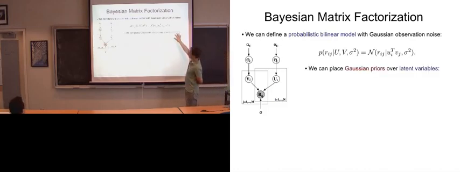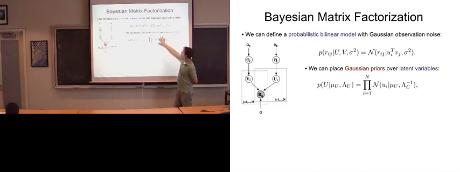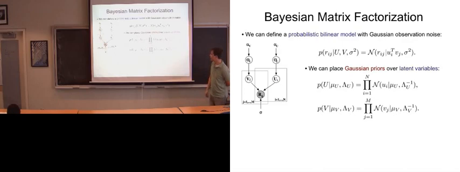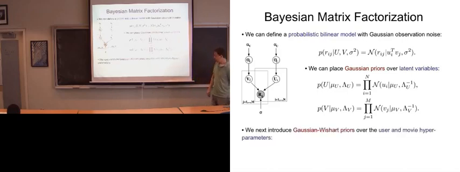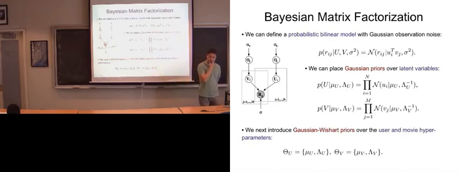You can place Gaussian priors over these latent variables. So you can say that all of these user latent vectors are going to be given by a Gaussian distribution, and there are n of them. Same thing you can do for the movies. And this becomes a probabilistic model. You can also introduce Gaussian-Wishart priors over the user and movie hyperparameters, which is typically the case. You might not know a priori what these things should be, so you can say, well, there are hyperparameters, and you can put priors on the hyperparameters as well.